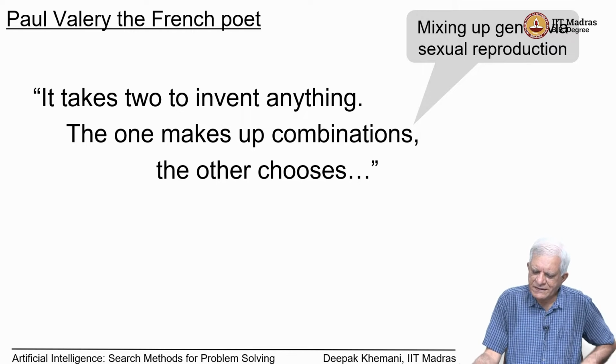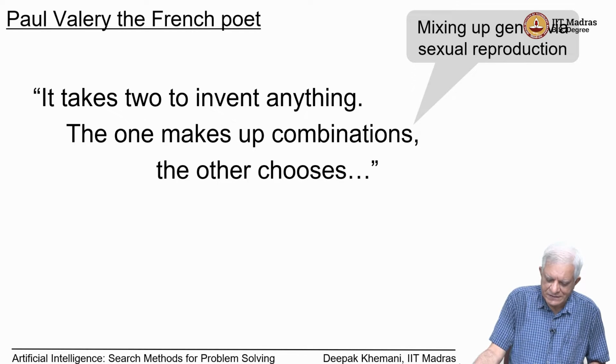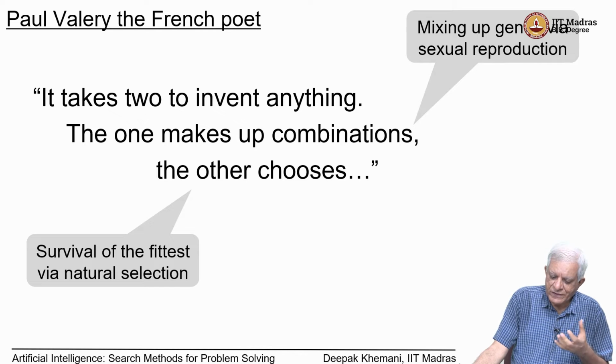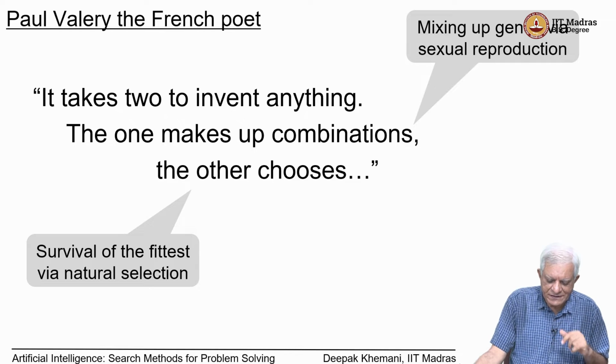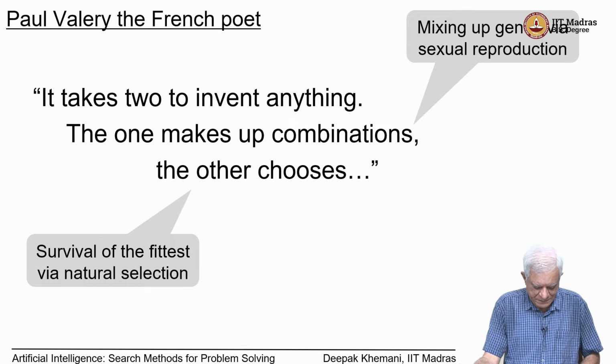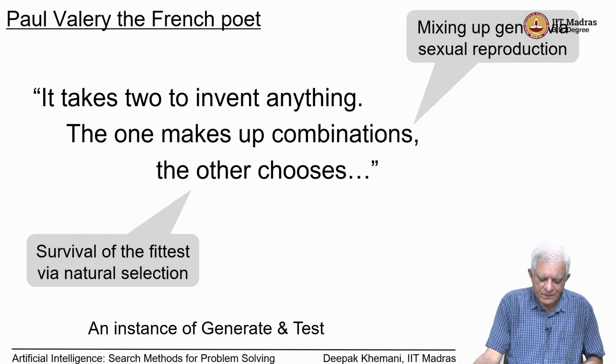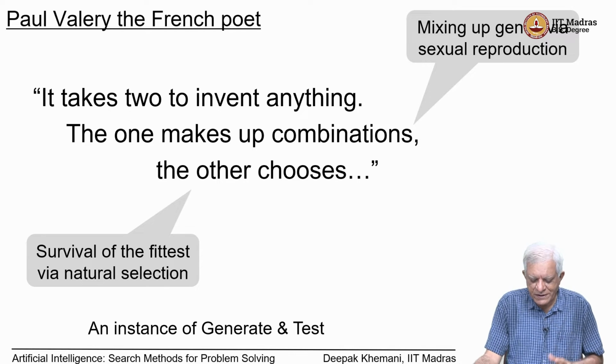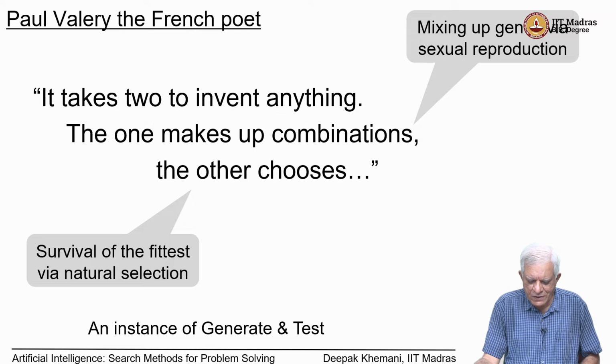So, making up the combination is like mixing up genes via sexual reproduction, and the choice of which combination is good is left to nature, where survival of the fittest happens via natural selection as described to us by Charles Darwin. You can see that this is a little bit like generate and test. Generate candidate solutions and test whether they are good or not. In our case, of course, we are interested in a particular goal, but the idea is similar.